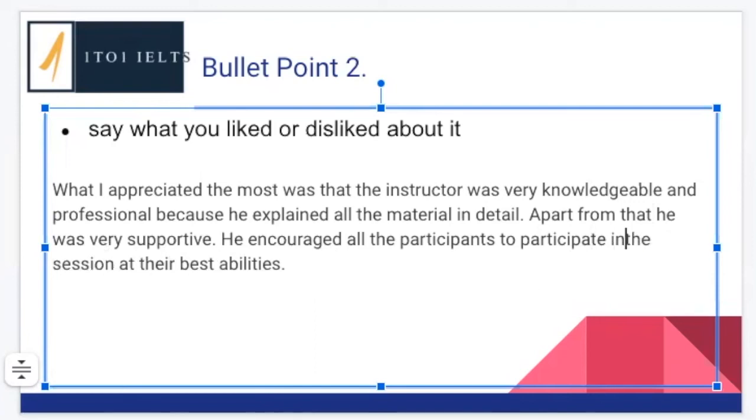Okay. Apart from that, he was very supportive. He encouraged all the participants to participate in the session at the best of their abilities. This preposition is a little bit awkward. Normally it's to the best of their abilities, not with. It's to, yeah. So if you see this expression, again, fixed expressions, this is what will be going in your vocabulary notebook to remember the prepositions: to the best of their abilities. So this is good. The only thing I would say, true enough, you beat me to it. That was exactly what I was about to say.